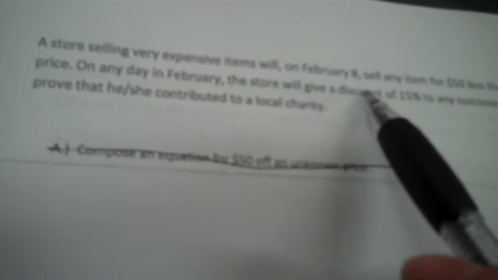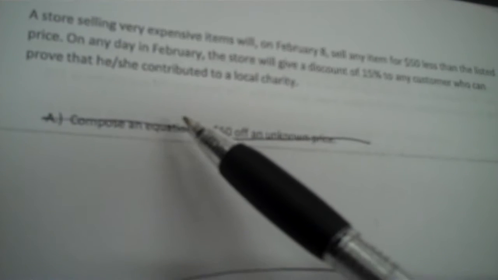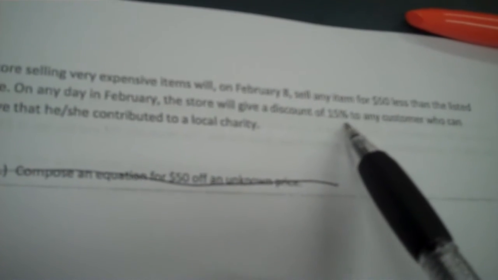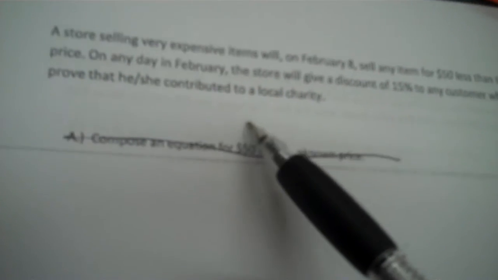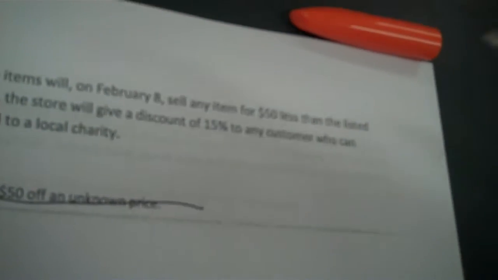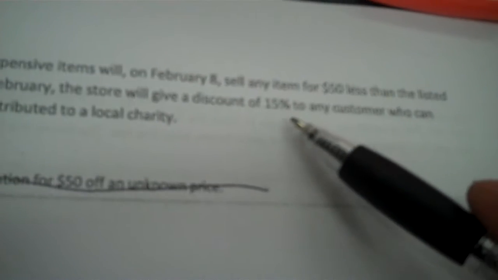Now, up top it says a store is selling very expensive items will, on February the 8th, sell any item for $50 less than the listed price. On any day in February, the store will also give a discount of 15% to any customer who can prove he or she contributed to local charity. So you get two things happening, $50 less than what you buy, and on top of that, you get a 15% discount if you contributed to a charity.